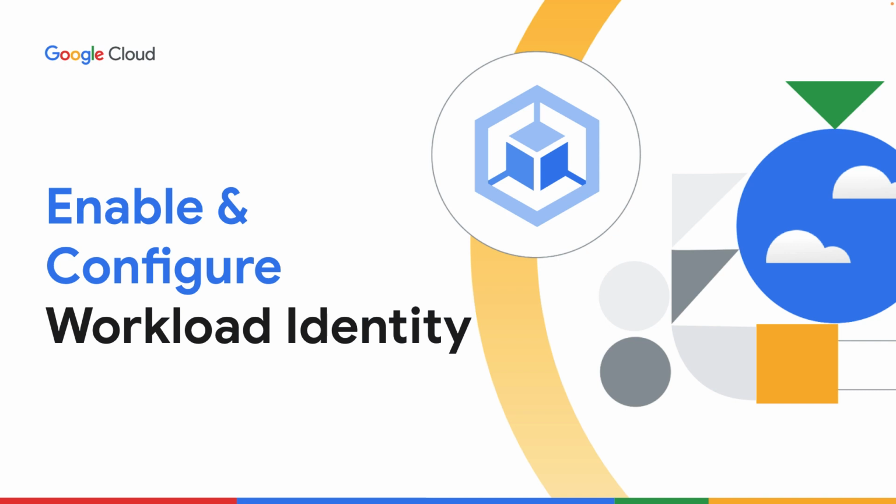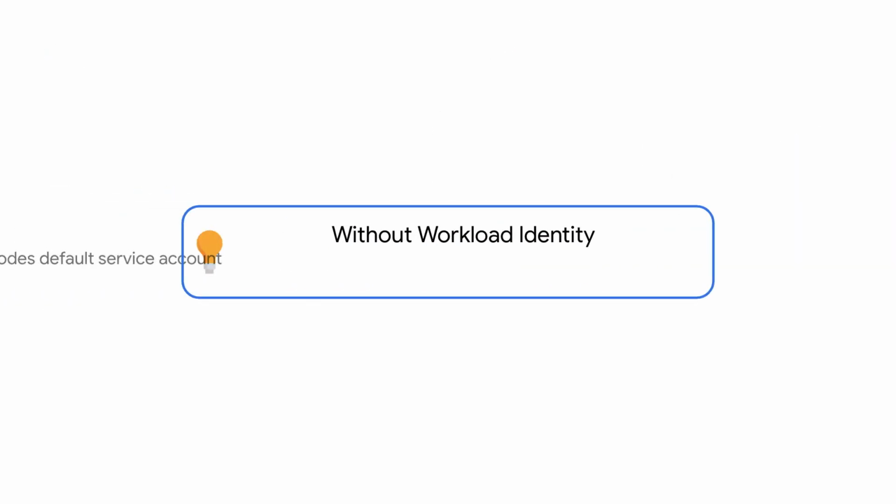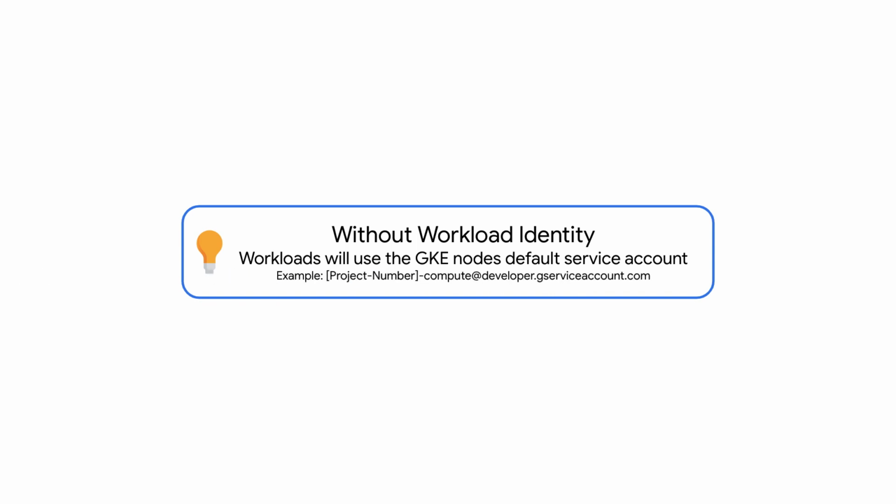Workload Identity allows workloads in your Google Kubernetes Engine, or GKE, clusters to impersonate Identity and Access Management, or IAM, service accounts so that they can access Google Cloud services. Without Workload Identity enabled, your workloads will use your GKE node's default service account.